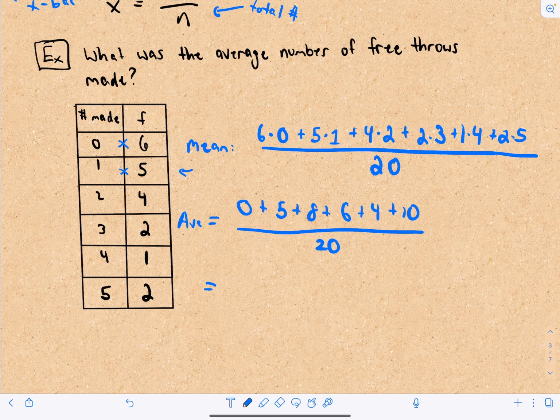Well, what does that give us? That's 10 plus 10, that's 20, 28 and 5. 28 and 5 is 33 over 20. So 33 divided by 20, I'm getting this to be 1.65. So 1.65 shots were made on average.